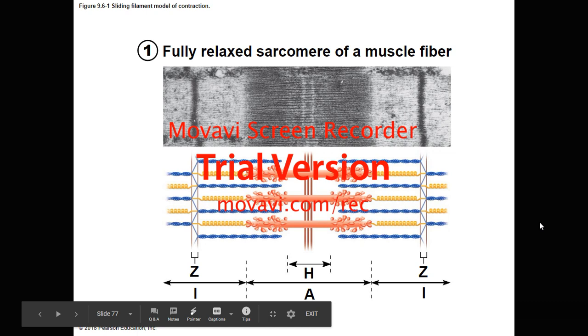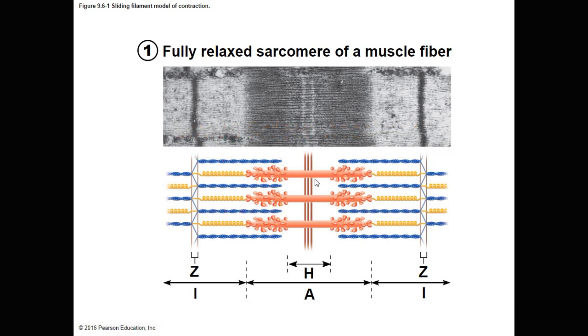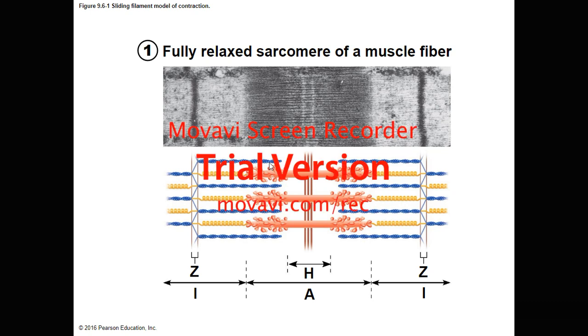And so this is showing you a relaxed sarcomere in a muscle fiber. You see you have this H zone, which has only the thick filaments, okay? And the myosin heads are not connected. There's no cross bridge, and they're not connected to the thin filaments. All right, and you see this H zone is present. Only thick filaments are there.